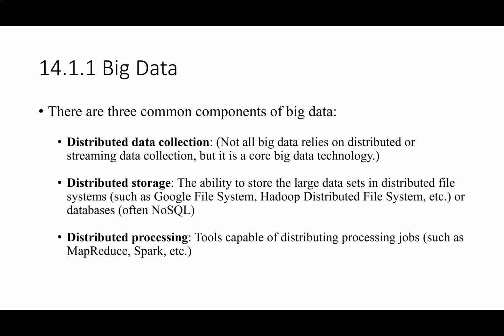Distributed processing, tools that make distributed processing a lot faster. Spark for Apache services, for example, and MapReduce, which is a Hadoop application, both used for speeding up data processing, very ideal for big data.